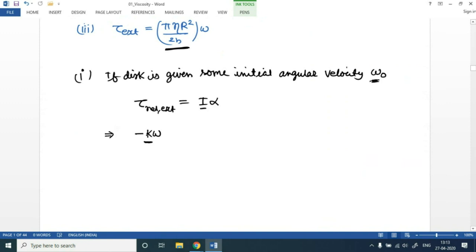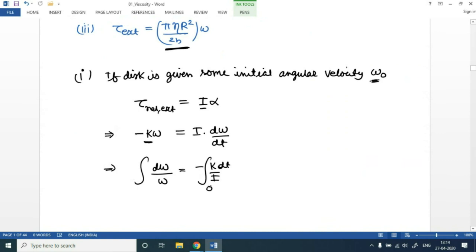And why have we used this negative sign? Because this force is acting in the direction opposite to the instantaneous angular velocity, which means it is a retarding torque, and that would be equal to I times alpha, and alpha could be written as d omega by dt. Rearranging this equation, we'll get d omega by omega is equal to minus k times dt by I, and you can integrate both sides with appropriate limits.